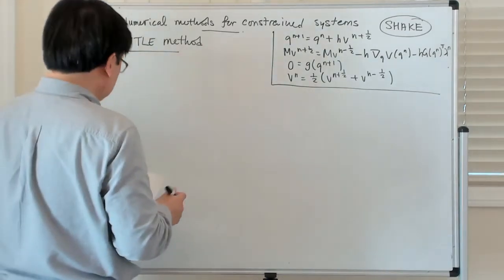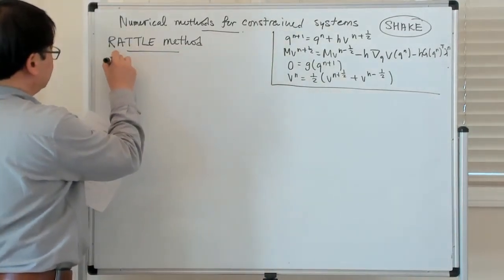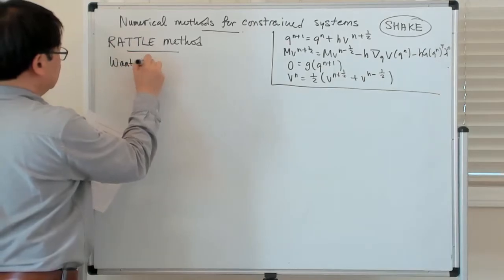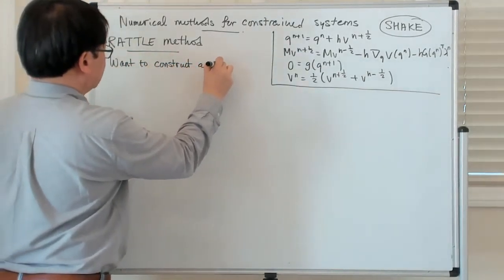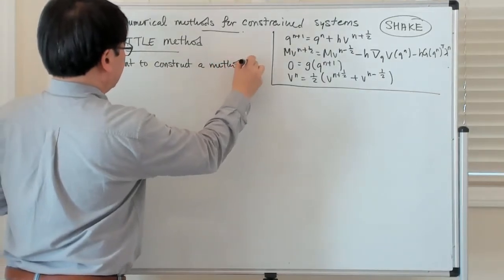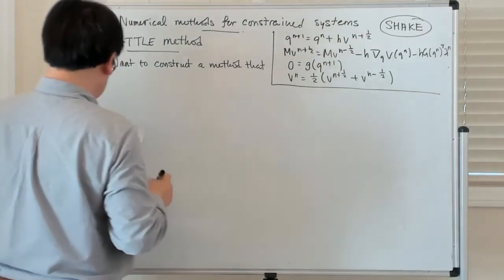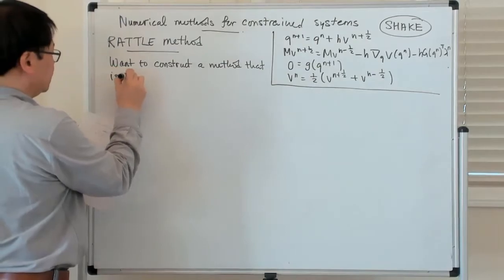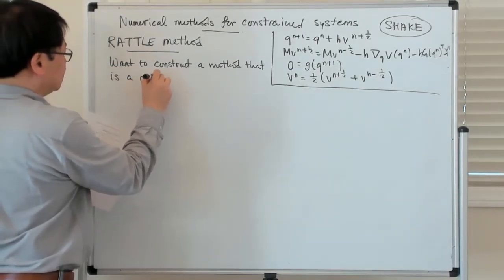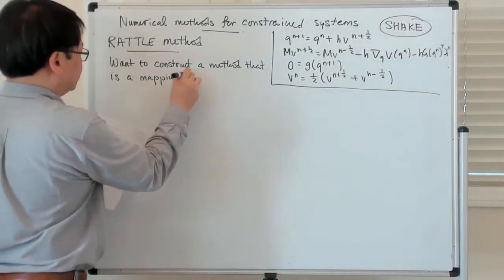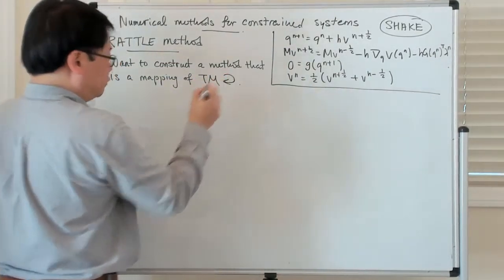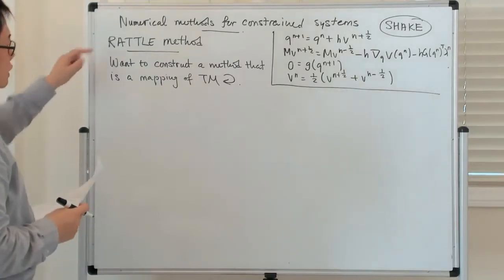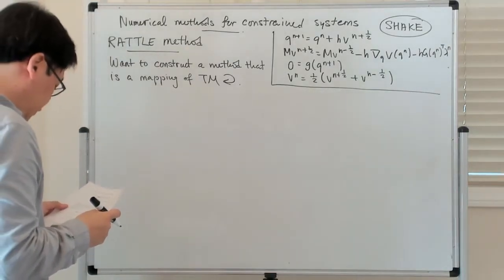Okay, so you want to construct a method that is a mapping of the tangent space to the constraint manifold to itself. All right, so that's, if you will, the motivation for this RATTLE method.